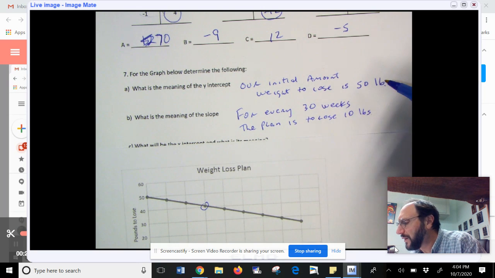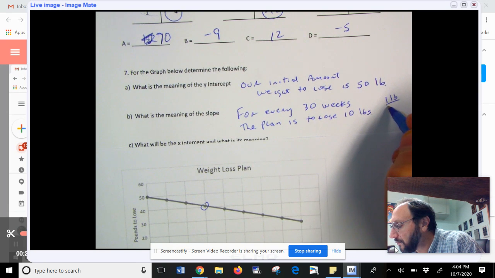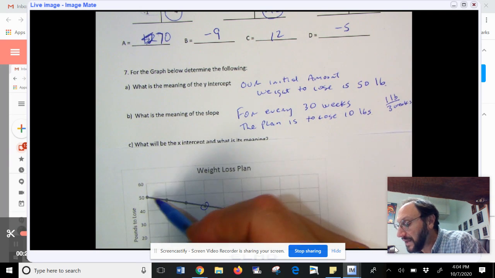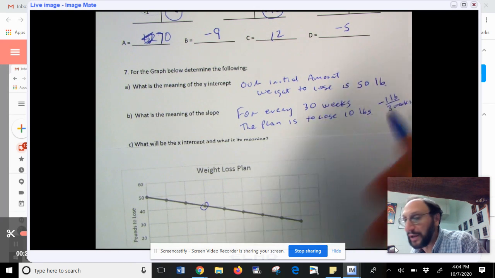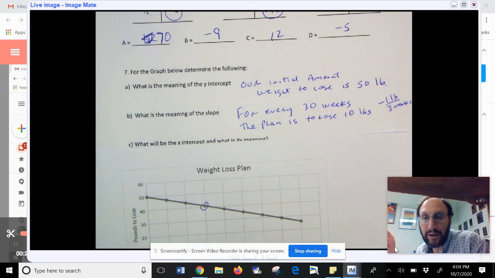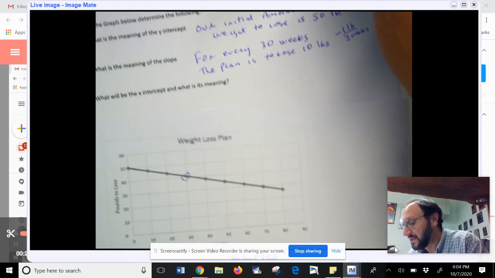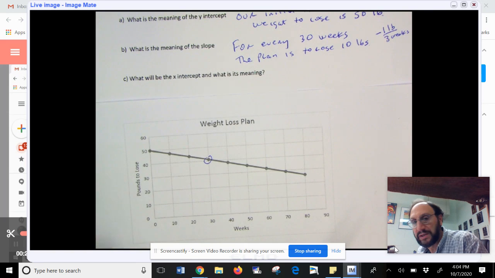So if it's 30 weeks and 10 pounds, that means that it's 1 pound for 3 weeks, right? So it goes down one pound for every 3 weeks. So if we were looking at it as a graph, it would be negative 1 pound for 3 weeks. And then it doesn't really ask us the equation or anything, but it says, what will be the x-intercept and what is its meaning?